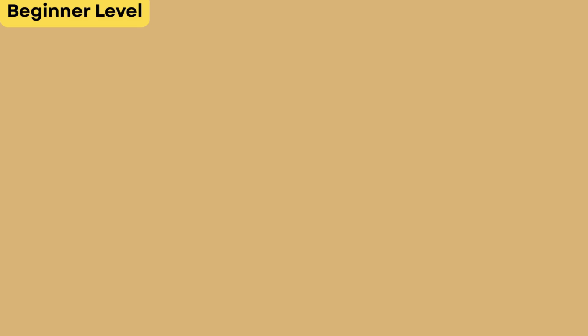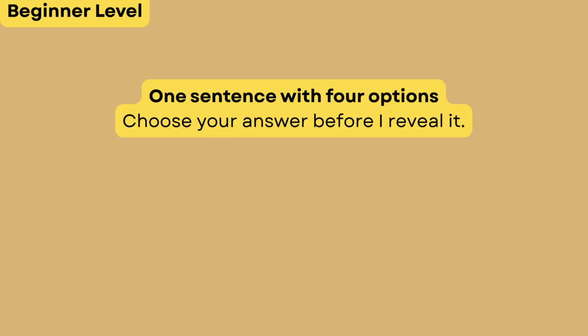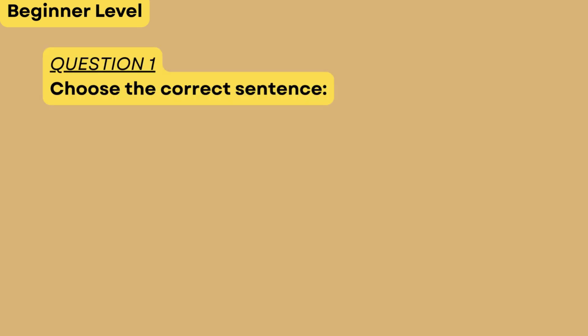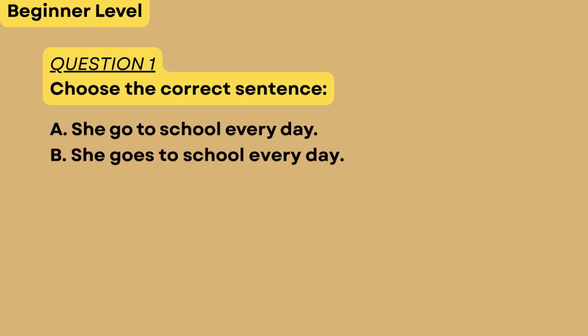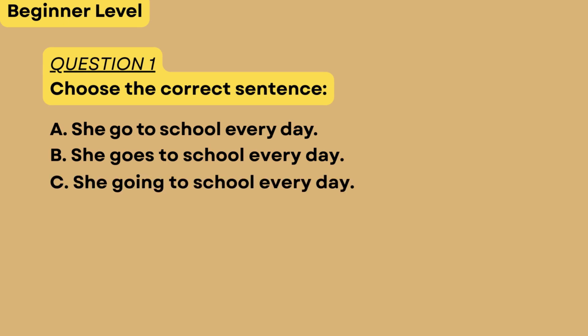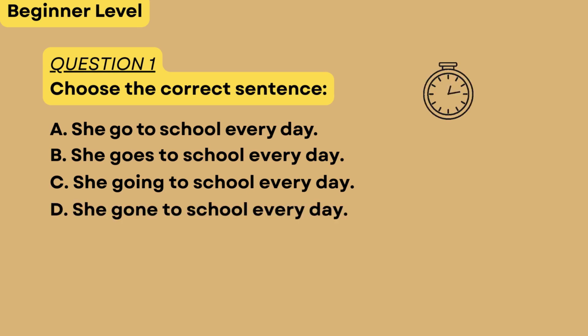Let's start with the beginner round. I'll give you a sentence with 4 options. Choose your answer before I reveal the explanation. Choose the correct sentence. She goes to school every day. She goes to school every day. She going to school every day. She gone to school every day.